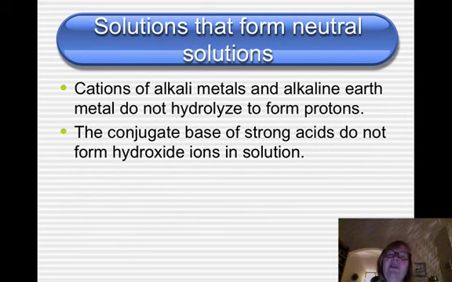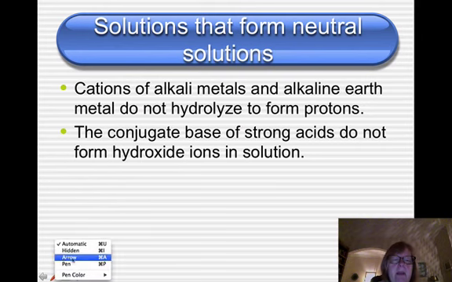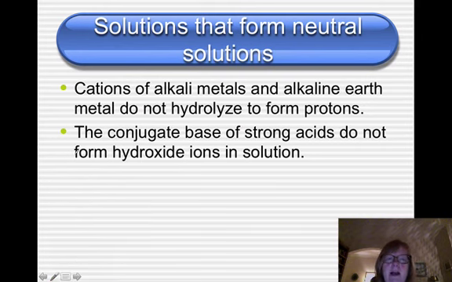So solutions that form neutral solutions would be something like, say, sodium chloride. Salt, good old table salt. The sodium will not form any hydronium ions in solution. The chloride ion is the conjugate base of a strong acid. Conjugate bases of strong acids are so weak they don't make hardly any hydroxide ions in solution. So it's not going to act as a base. So the pH of a sodium chloride solution would be 7 because nothing here is going to hydrolyze.